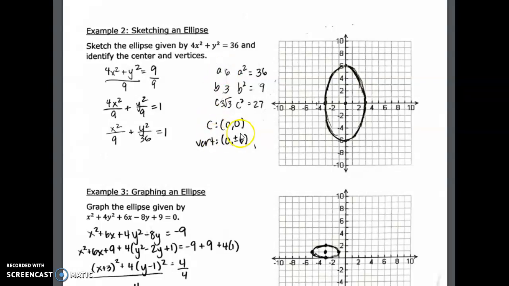My center is at (0, 0). And then from my center, my major axis, which is vertical, is up and down 6. So that's where these points came from, my vertices. And then my co-vertices, which are along the minor axis, I count left and right 3, whatever my b value is. And that's how I came up with that. So the vertices, again, are at (0, 6) and (0, -6).